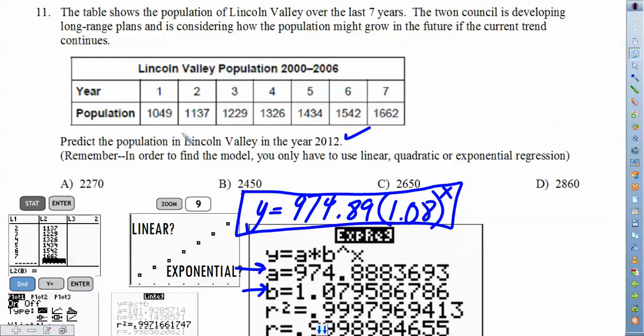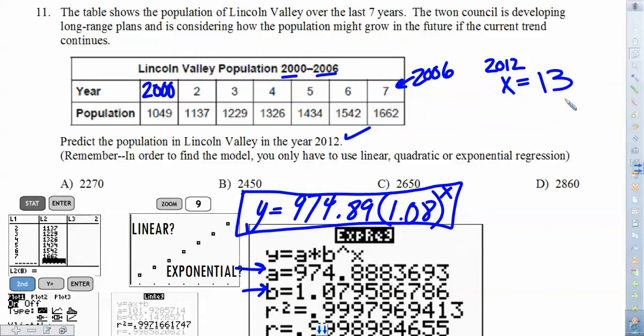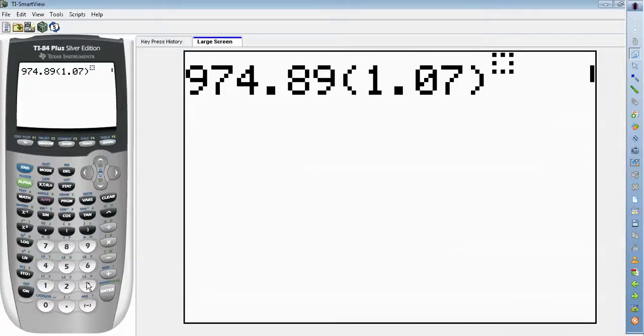and look at this a little bit deeper, this is going from 2000 to 2006, right? So right here is the year 2000 when we had a 1 here. At 7, that would be 2006. So our x value, if 2006 is an x value of 7, then 2012 would need an x value of 13. So what we're going to do is take that 13 right there, plug it right in there. So let's just raise it to the 13th power.